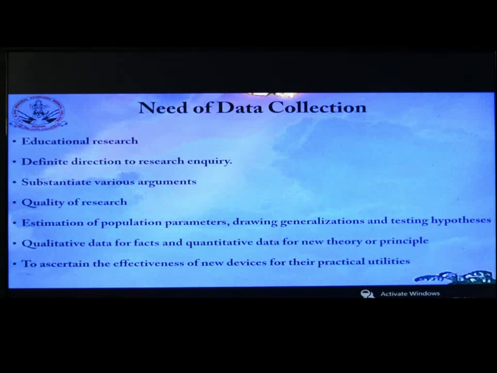Then it provides definite directions and appropriate answers to various research problems or research questions. It is needed to substantiate various arguments in research findings. Data determine the quality of research. Statistical data are used in estimation of population parameters, drawing generalizations and testing hypotheses. Qualitative data are used to find out facts, whereas quantitative data are employed to formulate new theories or principles.